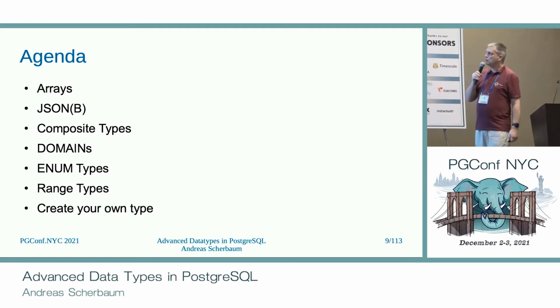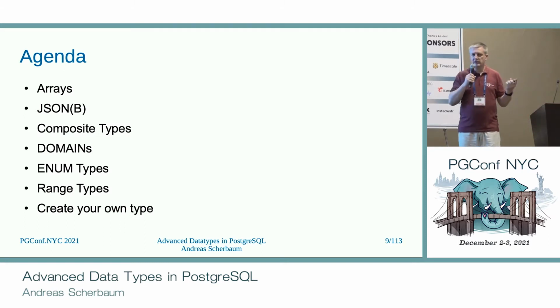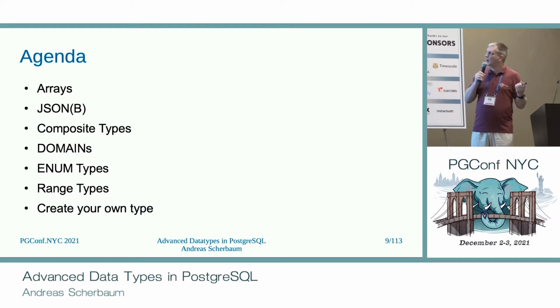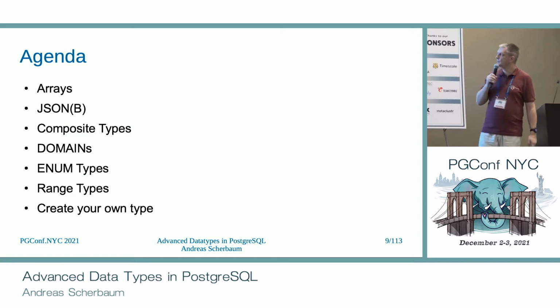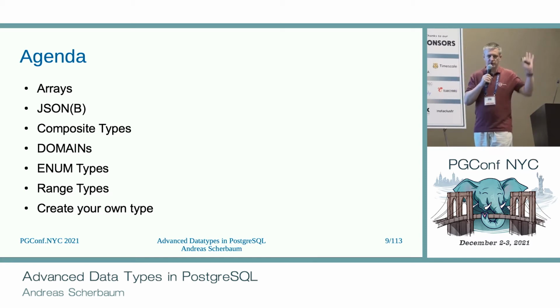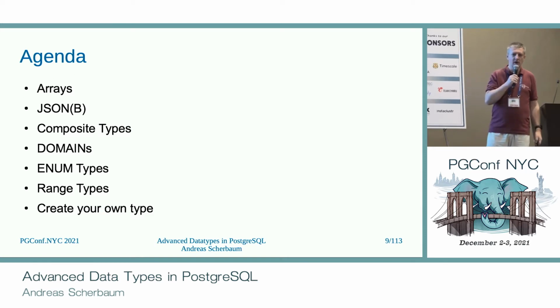What we look into today is basically arrays and JSONB. We will look into composite types and domains, what enums can do for us, range types, and a quick example of how you can extend Postgres with your own data type in the end. At any point, if you have questions, just raise your hand and we can answer your question.